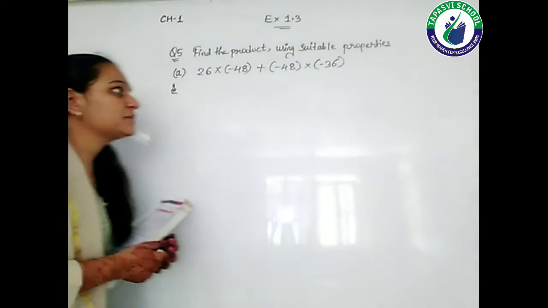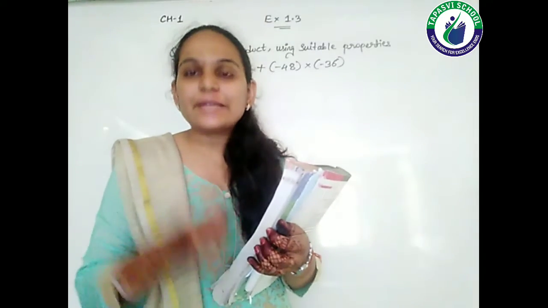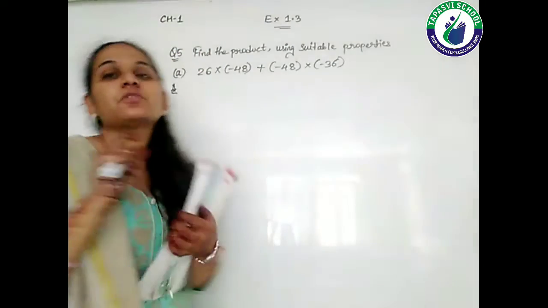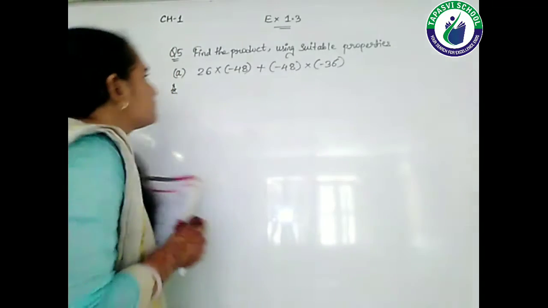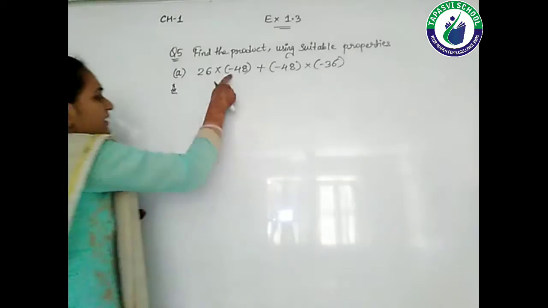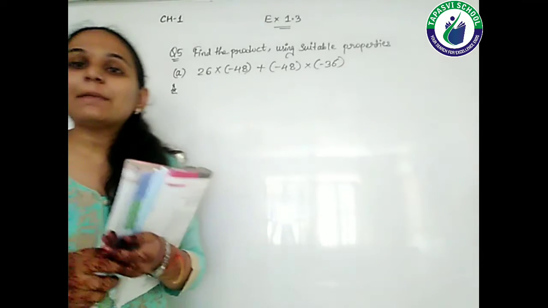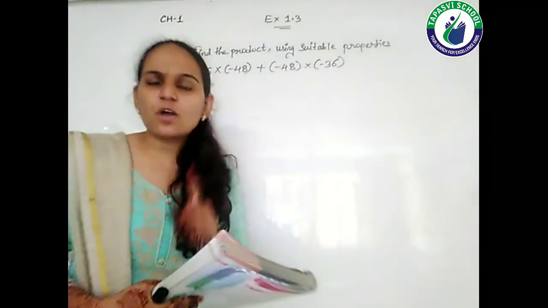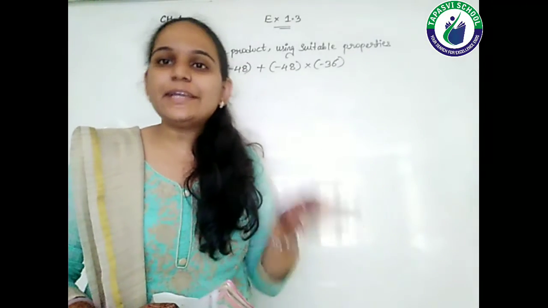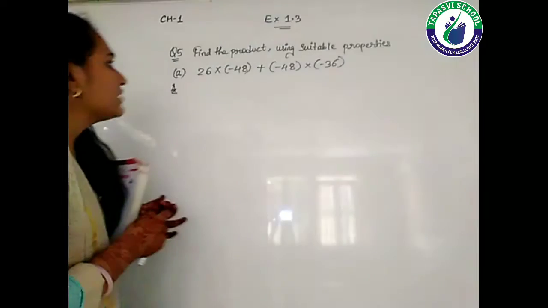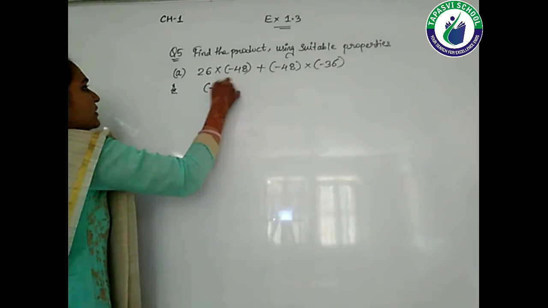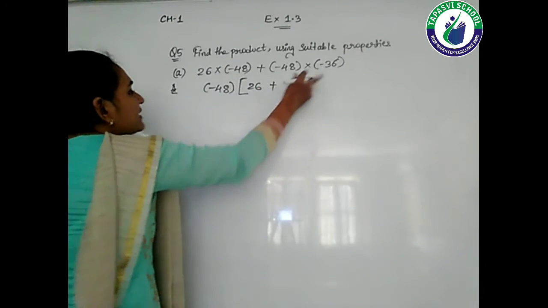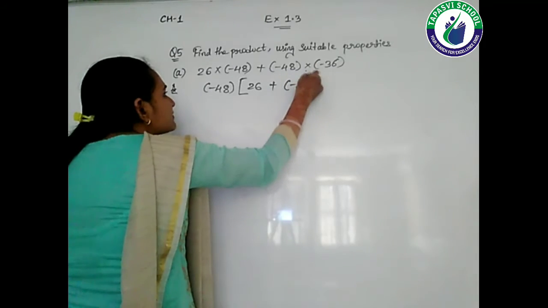Find the product using suitable properties. That means we need to find the product, that means the answer, but with the suitable properties. These things you need to remember in your mind, right? Okay, see this question number 1. 26 multiplied by minus 48 and minus 48 multiplied by minus 36. See students, in both the multiplications, one number is common, that is minus 48. So what we can do, we can take minus 48 outside, right? So I am taking minus 48 outside from both the multiplications, and inside what is remaining, 26, this plus sign, and here we get minus 36, right?